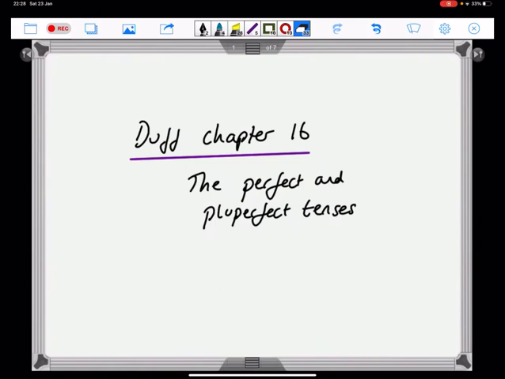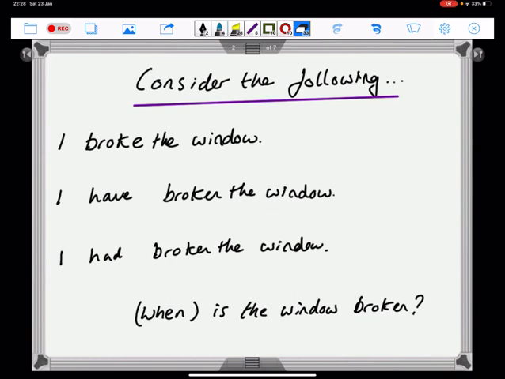Introducing the perfect and pluperfect, the last two Greek tenses, and not ones you're going to use a huge amount, so not a huge burden. Consider the following sentences. I broke the window, I have broken the window, I had broken the window.